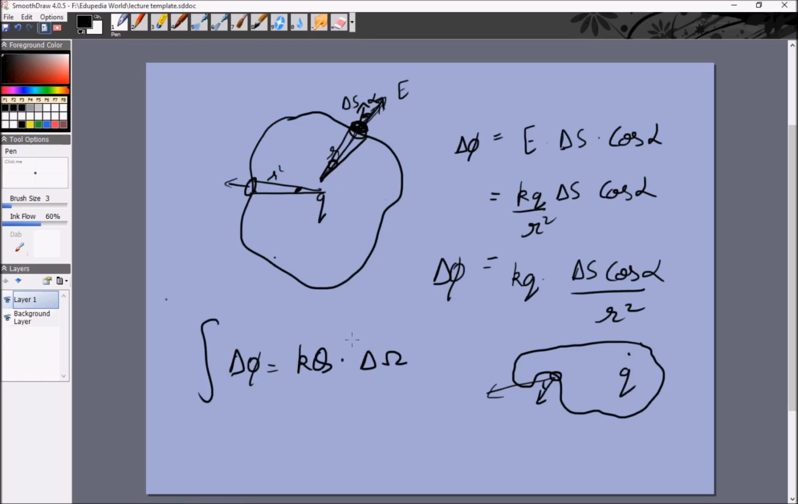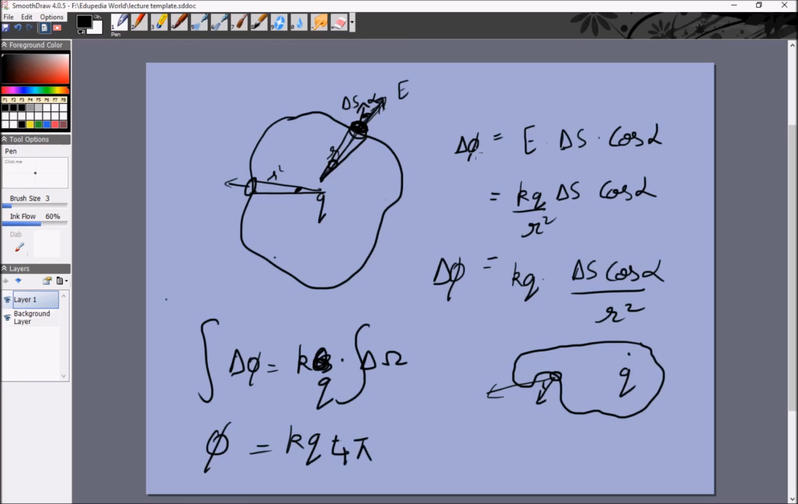Now you can just integrate. So this should be small q, sorry. And delta phi will give me the total flux, that will be equal to Kq, which are both constants, times the integral of delta omega. Now delta omega is the solid angle. If you integrate the solid angle, you'll get the total solid angle subtended by a closed surface at a point in its interior, which is equal to 4 pi.